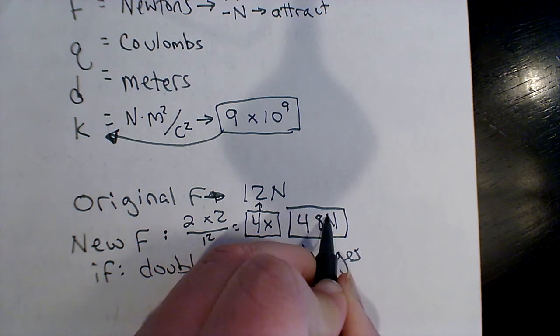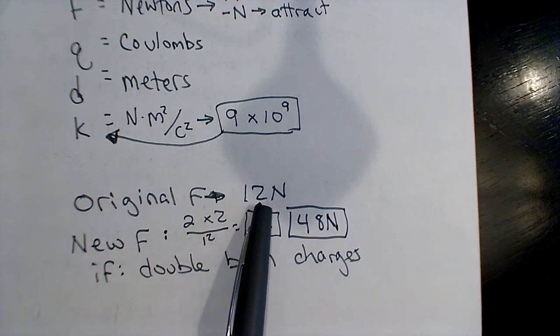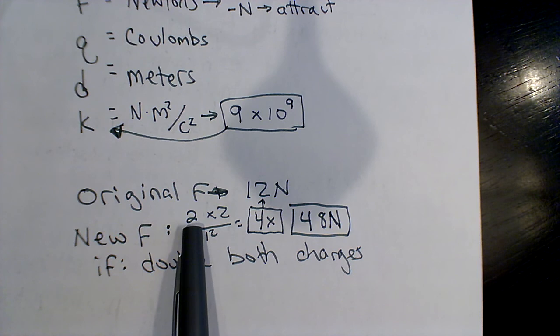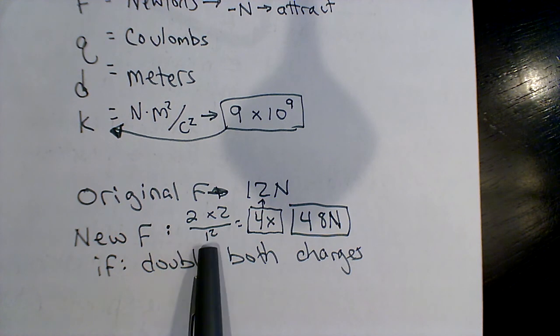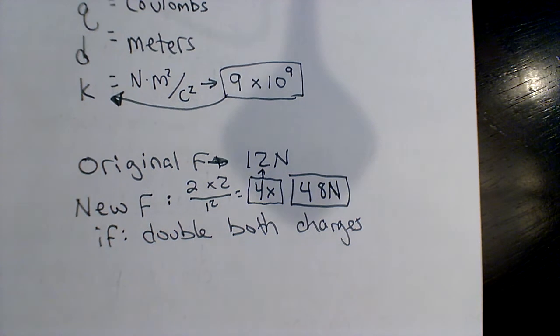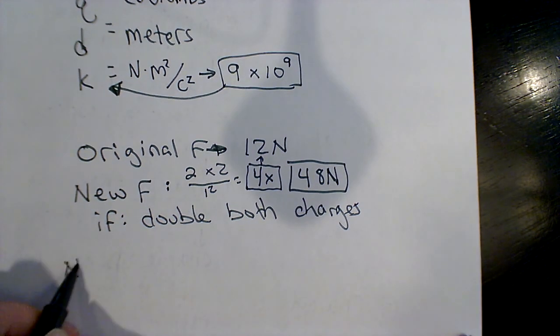Okay, so your actual answer, we say if the original force was 12, well, if we double both charges, we have double, so 2 times 2 on the top, so it would be 4 times bigger, and the original was 12, so it'd be 48. So let's try another one of those.